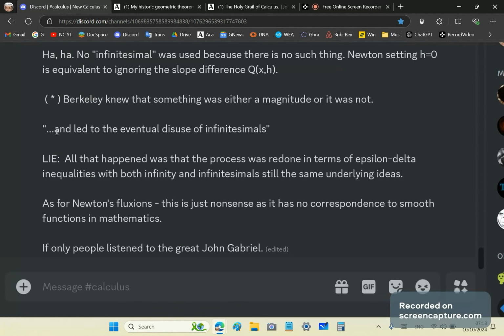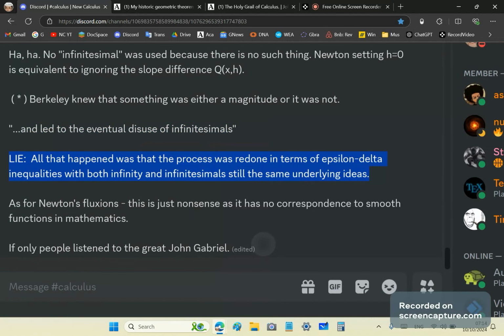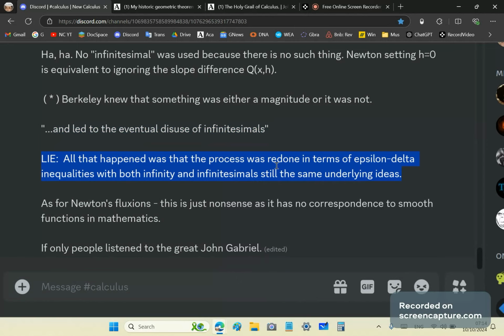So then, of course, there's that quote which says, and led to the eventual disuse. Well, that's also a bunch of bullshit, because if something doesn't exist, it couldn't have been used in the first place. So all that happened was that the process was redone in terms of epsilon-delta inequalities, with both infinity and infinitesimals still being the same central underlying ideas, okay? So the bullshit artists of the last 200 years actually didn't solve anything. They didn't rigorize anything. They are mentally, academically, and in every other respect, incompetent, and haven't done any such thing. It took me to rigorize calculus for the first time.